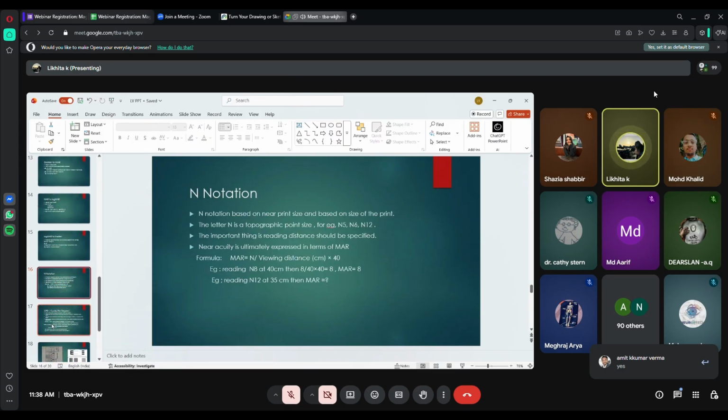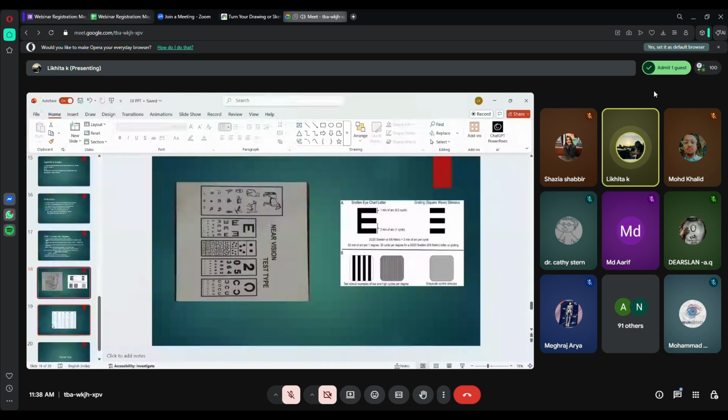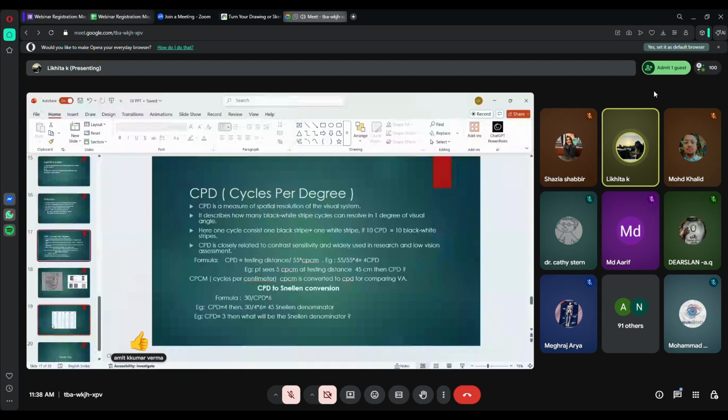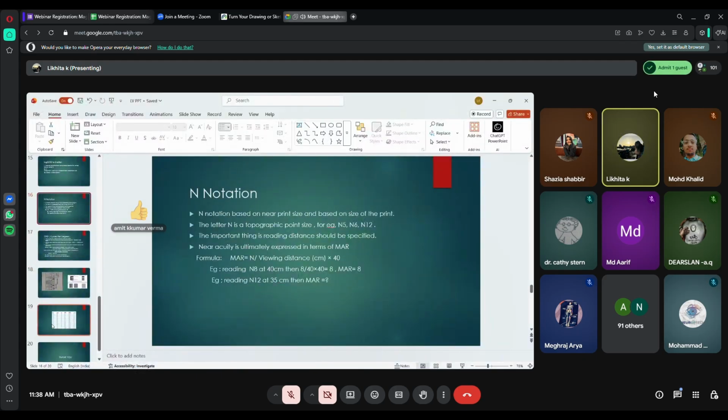Perfect. Now coming to notation. What is notation? So notation is based on the near print size. As we all see in our daily practice, the near vision test type books denote the letter size and the print size, like N4, N6, N12. So in N5, N6, N12, the N denotes the typographic point size.